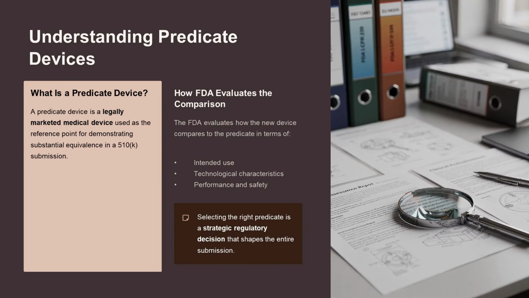A predicate device is a legally marketed medical device used as a reference point in a 510(k) submission. The FDA evaluates new devices by comparing them to predicates based on intended use, technological characteristics, and safety performance. Selecting the right predicate is a strategic decision that shapes the entire submission process.